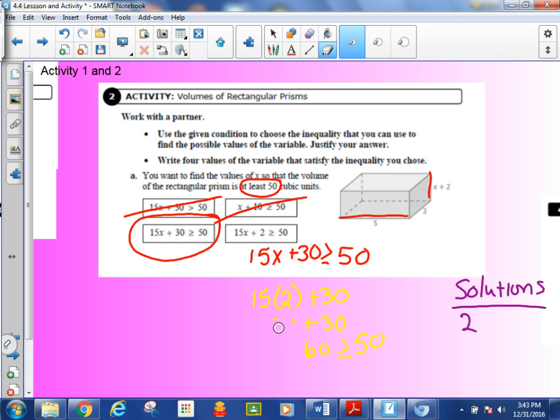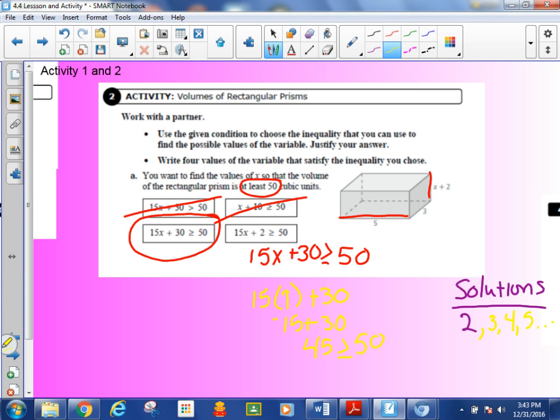Okay, so let's try 1 just to see. Okay, so when we substitute in a 1 in here, 15 times 1 is 15, plus 30 is going to give me 45. Is 45 greater than 50? No, so 1 will not work. So it can't be a number smaller than 2. It has to be numbers bigger than 2. So we could use 2, 3, 4, 5. You could even use decimal numbers that would fall in between there.